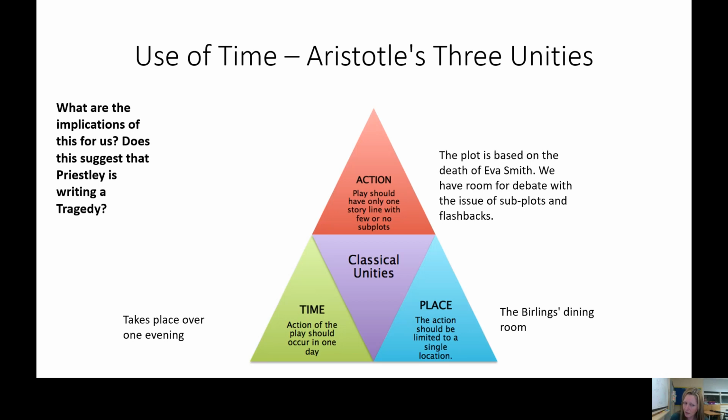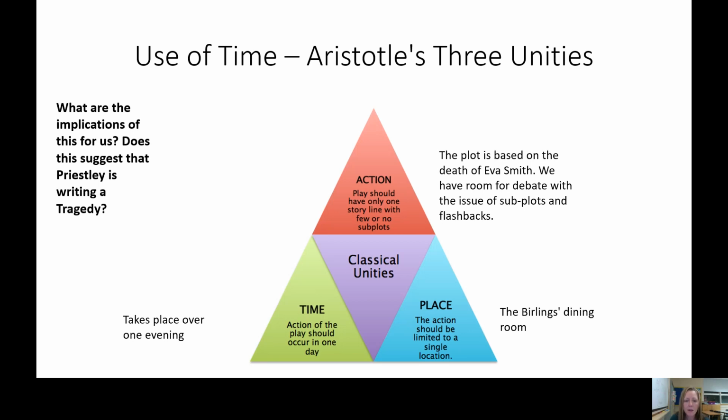So normally, and I know some of you will be thinking, I think I talked about this in relation to Macbeth, or we had a lesson on this with Macbeth, and you're quite right. It is something that we would think about in relation to Macbeth more than An Inspector Calls, but actually they apply very much here. So if you think about place, it says the action should be limited to a single location. Well, in An Inspector Calls, we've got that. The action takes place in the Birlings' dining room. So we have that feature.